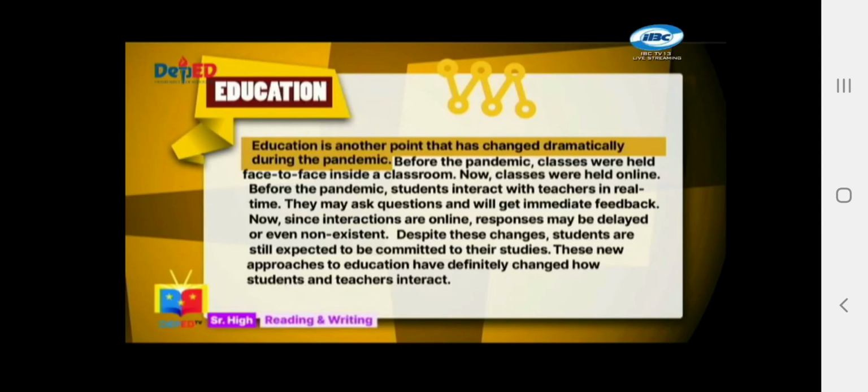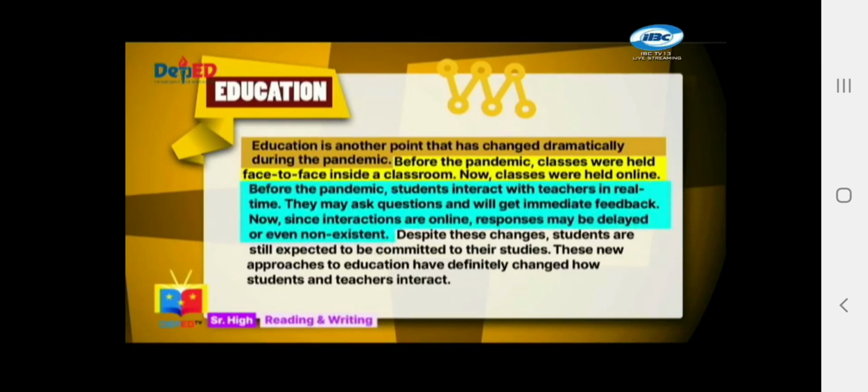Your supporting sentences are examples of similarities and differences you listed based on the point for the paragraph. Since I am focusing more on how education changed, I would write a few examples of how education has changed since the pandemic. Before the pandemic, classes are held face-to-face inside a classroom. Now, classes are held online. Here is another supporting sentence.